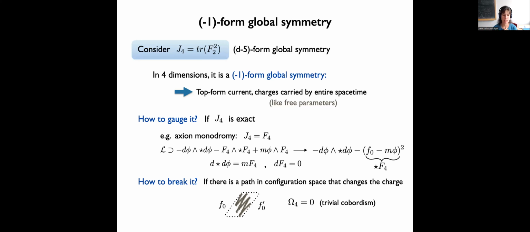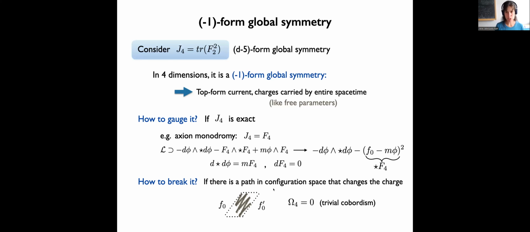At the moment, I think the best formulation for this is actually to think of cobordism. You just have to think of the top form cobordism group, like in 4 dimensions, omega 4, and whether this group is trivial or not, whether there is some path in configuration space that allows me to change this parameter, and whether I can connect these two EFTs, labeled by different values of the parameter, by some domain wall that maybe changes topology or whatever, but some domain wall that interpolates between the two EFTs. So this is what it would mean to break this -1 form symmetry.